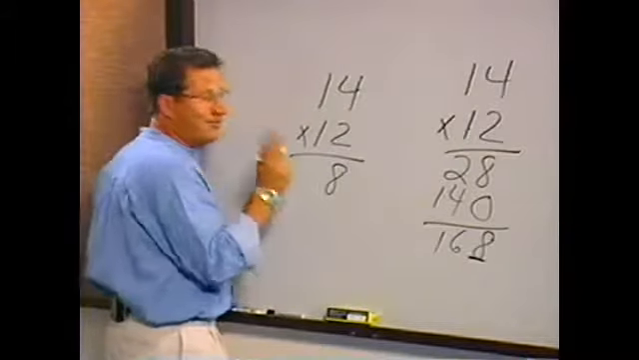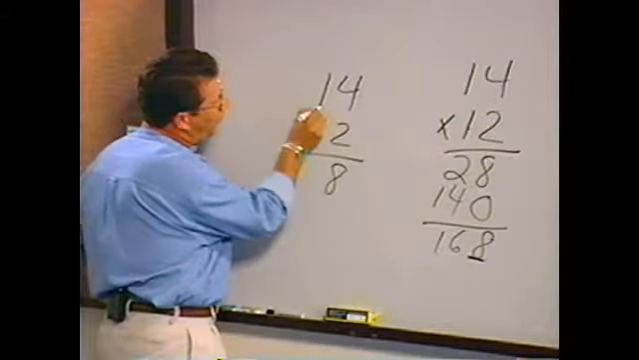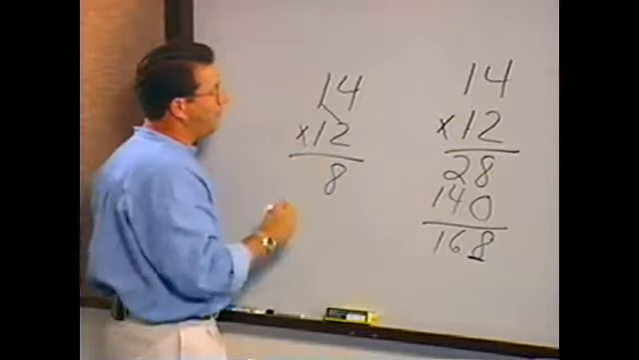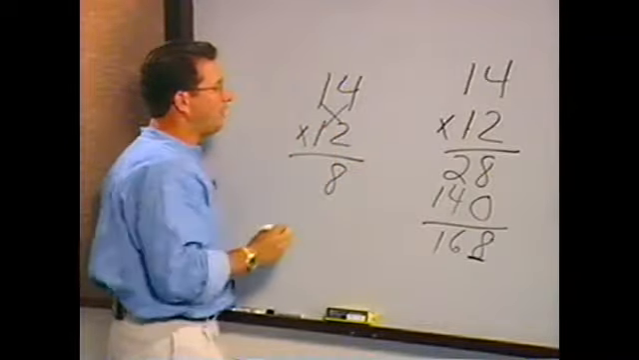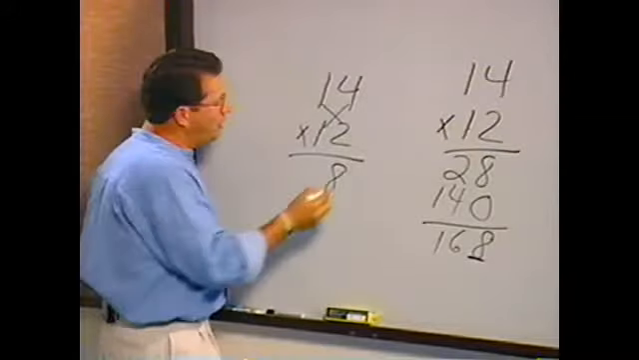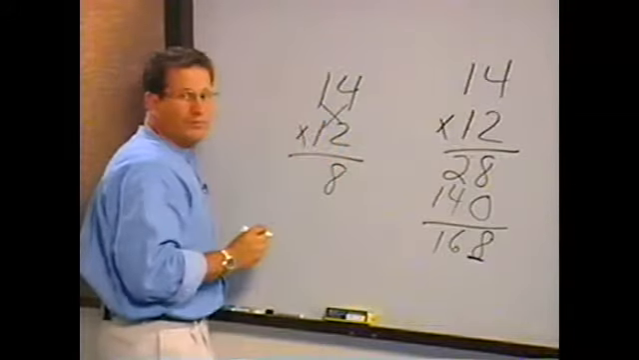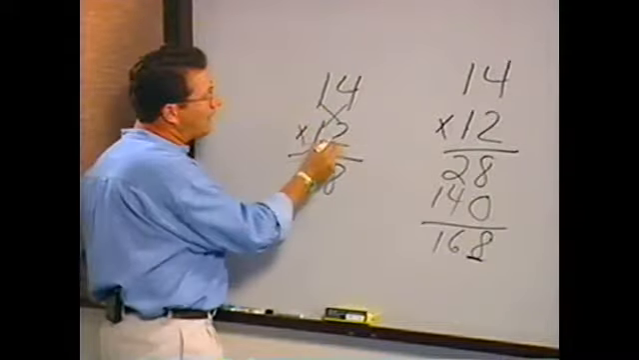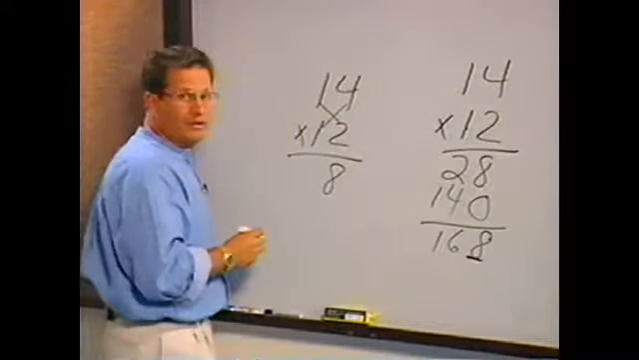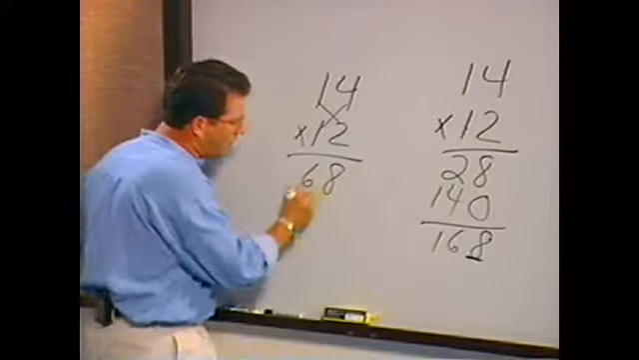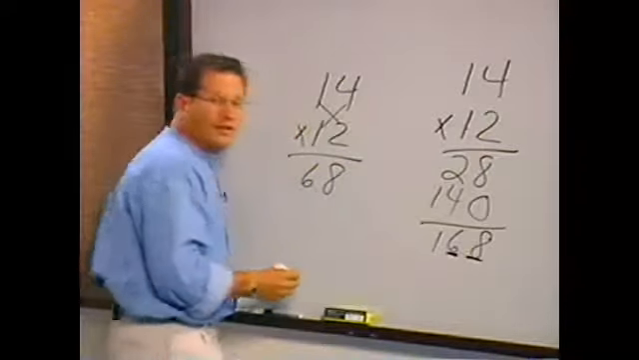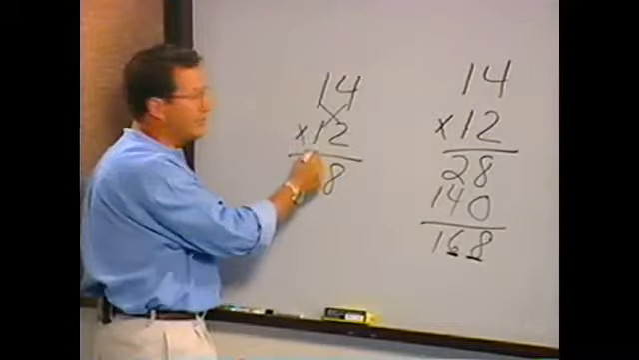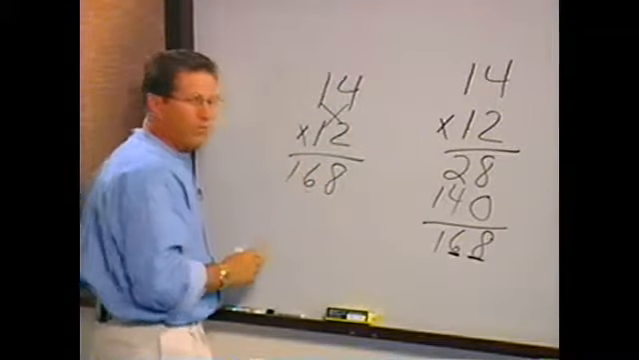All right? The second step is we're going to cross multiply. When I say cross multiply, I mean multiply these two numbers, and then add them together. So what's 2 times 1? 2. And what's 1 times 4? 4. So add them together. What's 2 plus 4? You'll get 6. That's your second digit in the answer. Now to get the left digit, just multiply the two numbers on the left. What's 1 times 1? 1.